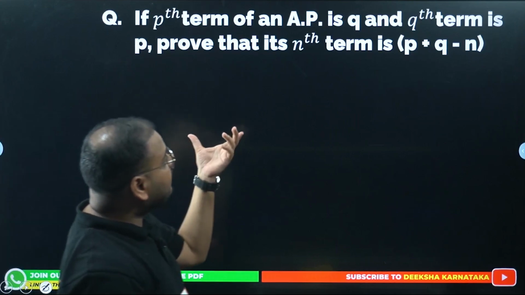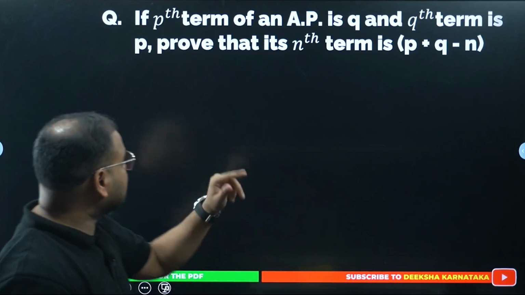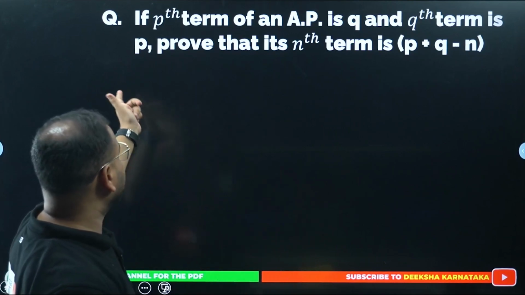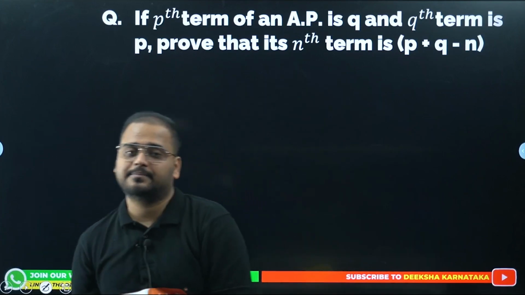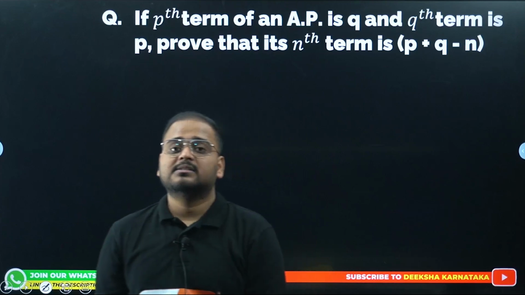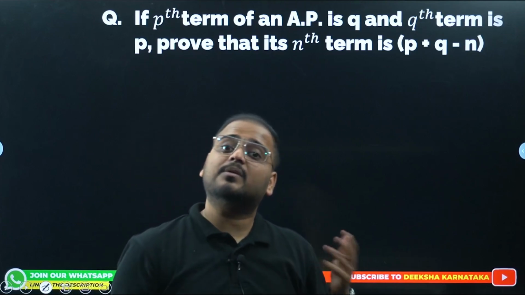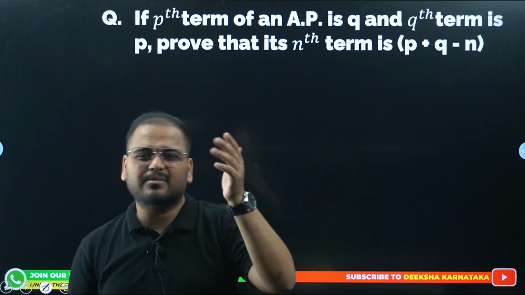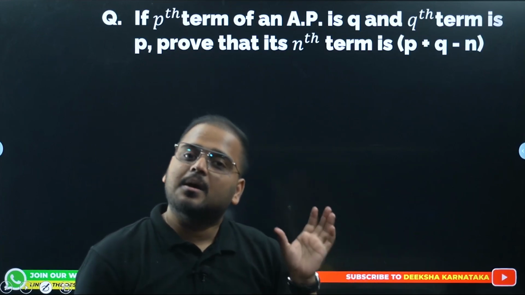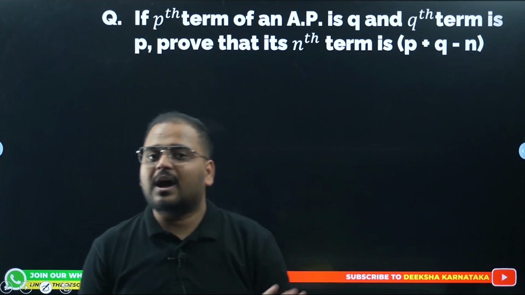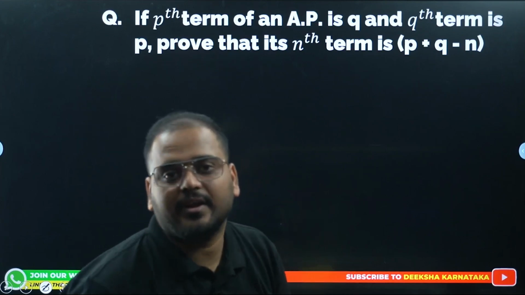If the pth term of an AP is q and the qth term of the same AP is p, prove that its nth term is p plus q minus n. This type of question is common. Sometimes you will also find questions like the mth term is 1 by n and the nth term is 1 by m. All these questions are present in your textbook. You will have to solve these questions. They are very, very important.